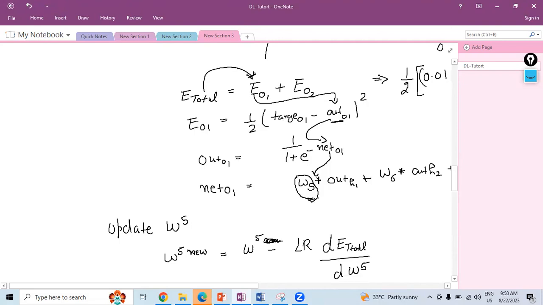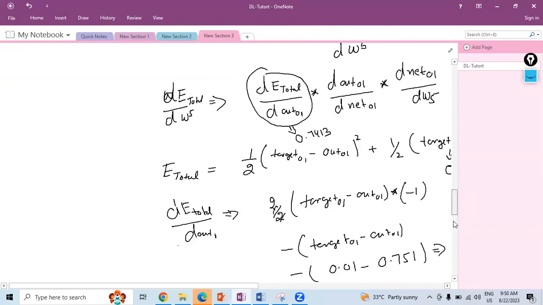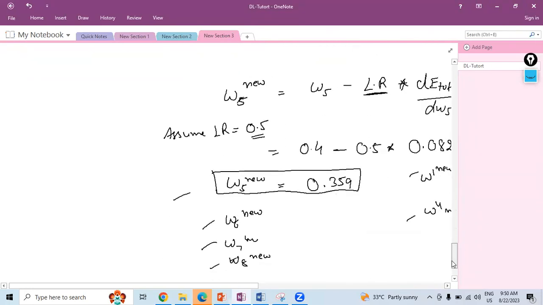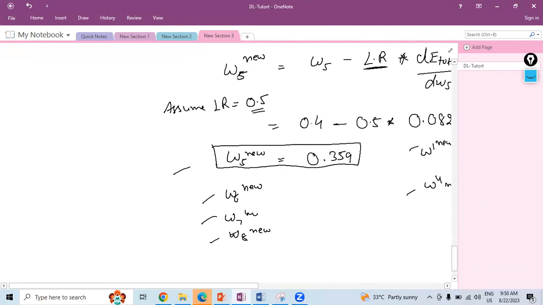My requirement was to update W5. So I used this chain rule of differentiation, calculated the things separately, and then put them into the formula. After putting these things in, I found the new value of W5, which is 0.359. Earlier we had 0.4, so my weight got updated. Similarly, we will update the other weights, and again and again follow this process: predict the output, calculate the loss, and update. This process will keep going until we get the minimum loss.